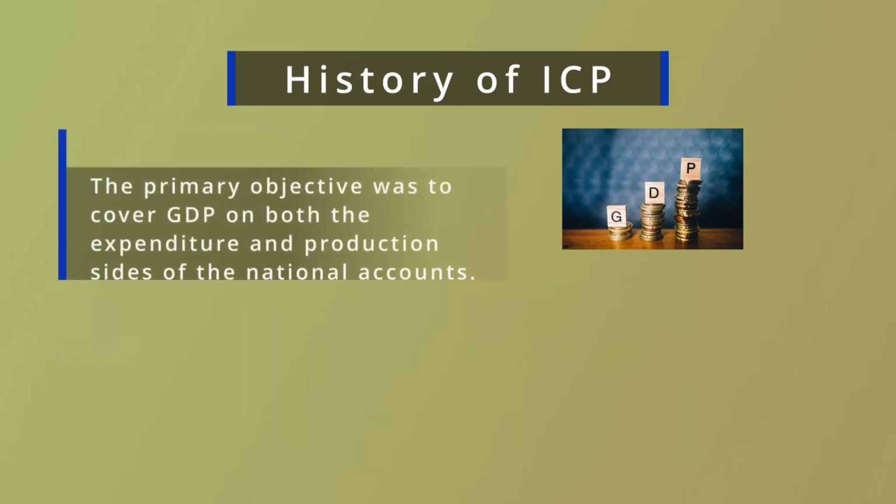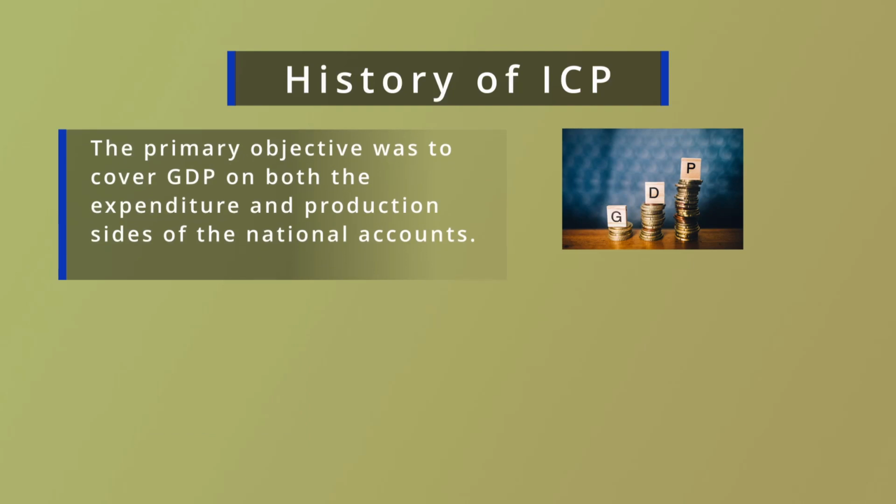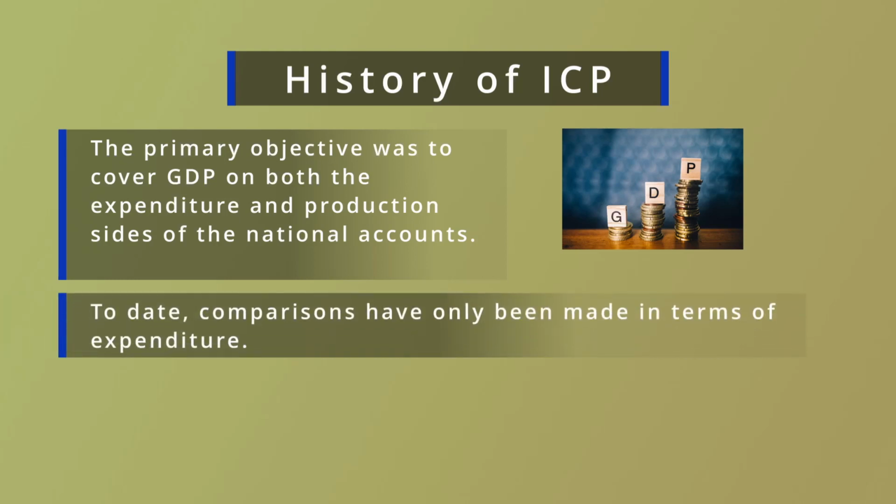And obviously, the primary objective of this initiative was to compare the GDP across different countries in two specific ways. One is the production method and another is the expenditure method. But till now, this initiative is only able to measure the GDP on the basis of the expenditure method, not on the basis of the production method.